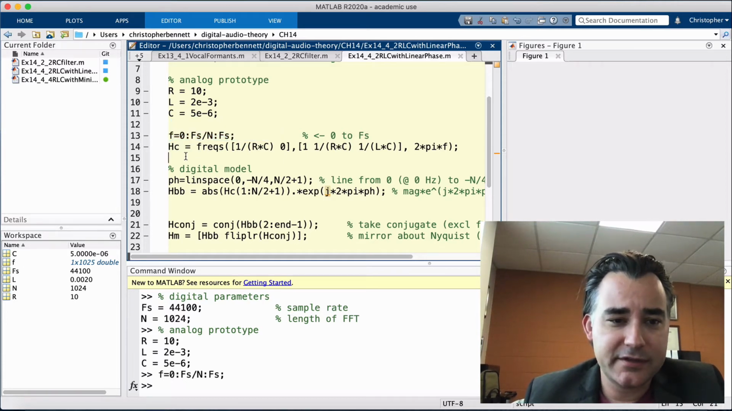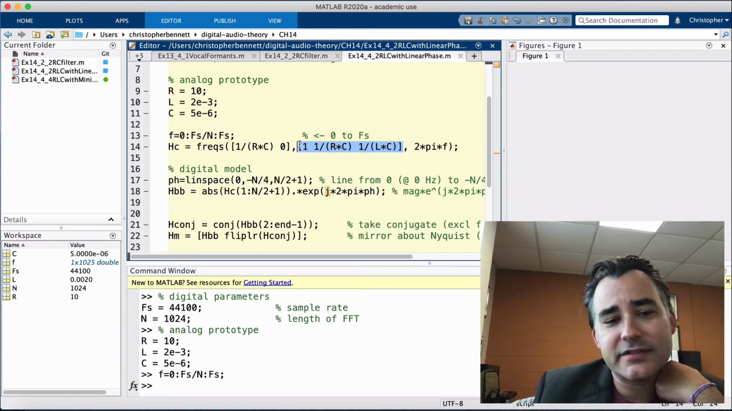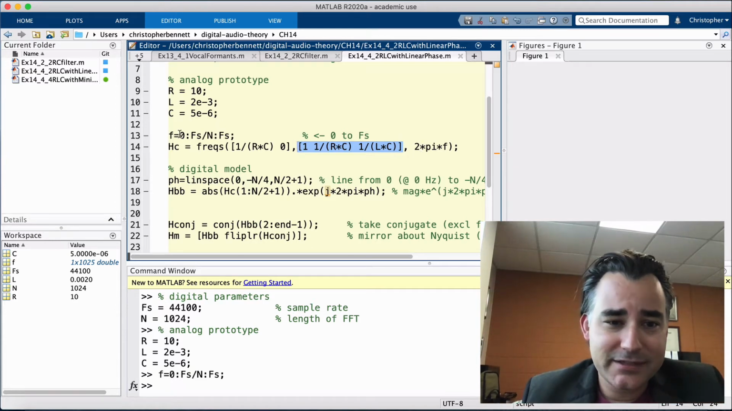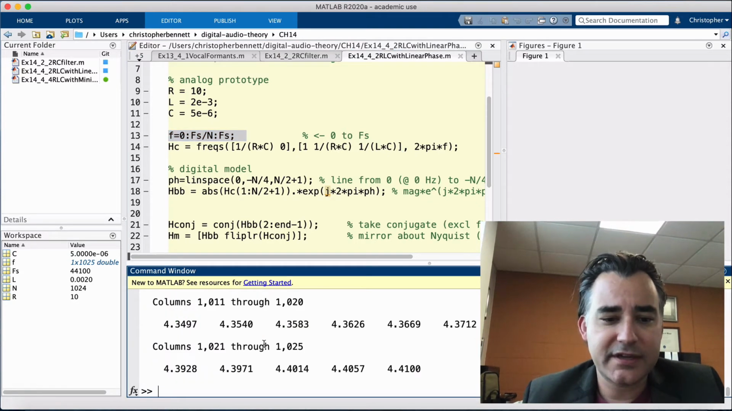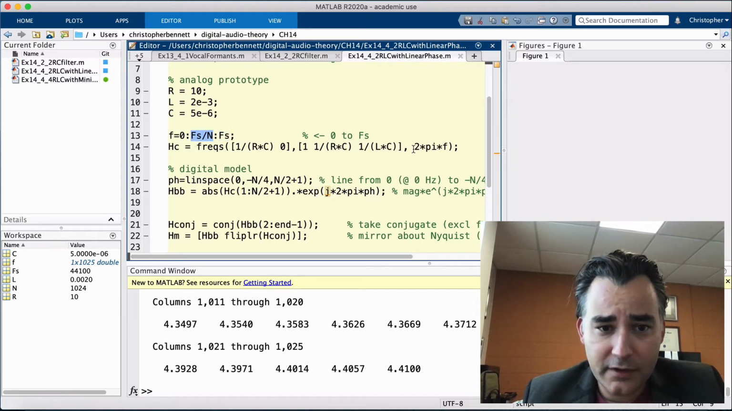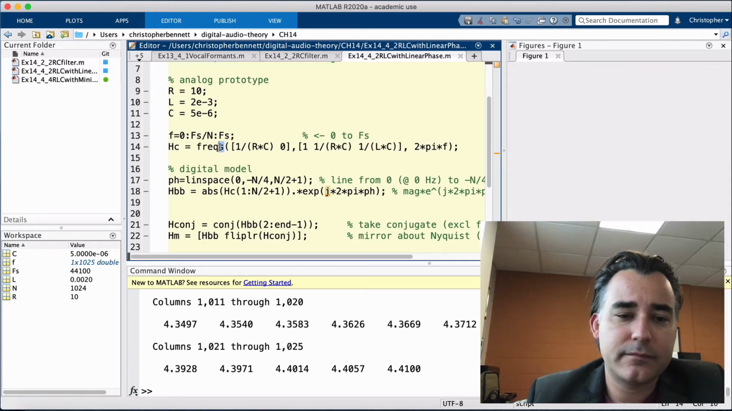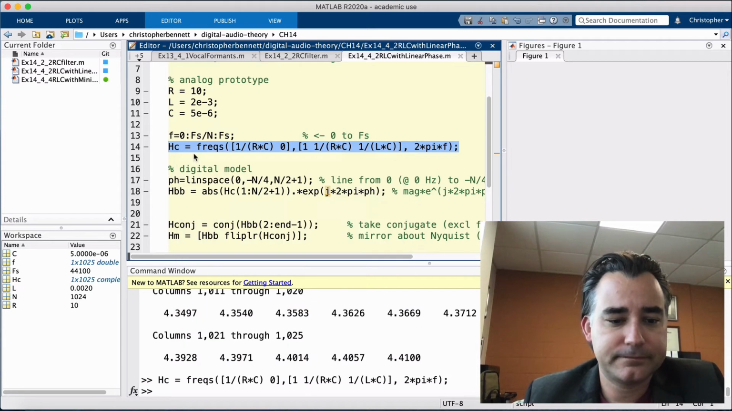And it's governed by this transfer function right here, where these are the numerator coefficients, and these are the denominator coefficients. So we're going to analyze this analog transfer function at these different frequency locations inside f. Remember, these are equally spaced by fs over N. And instead of using freqz, we're going to use freqs here. This is for S domain, which is analog. Okay, so here we have our Hc, C for continuous, transfer function.